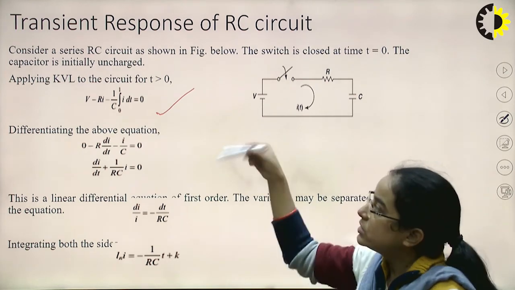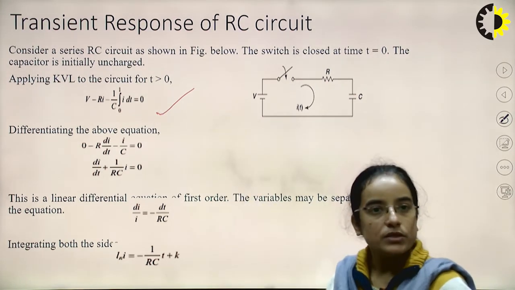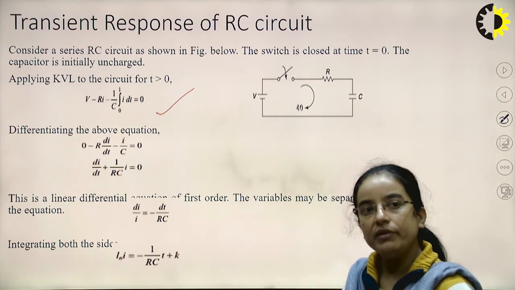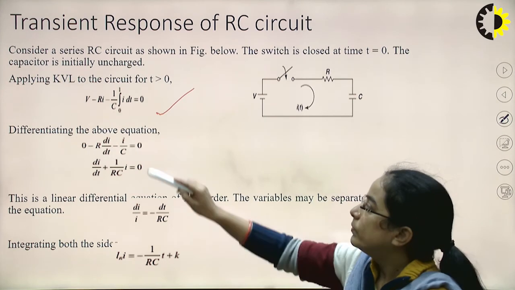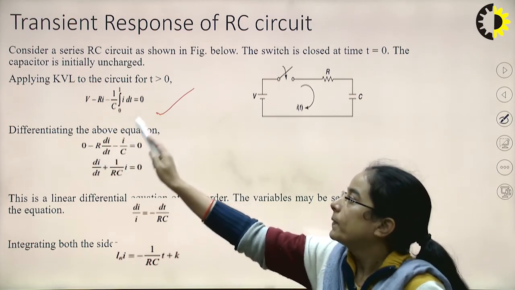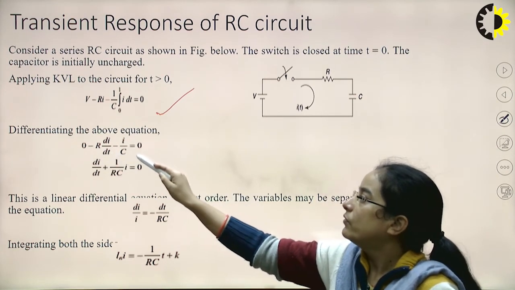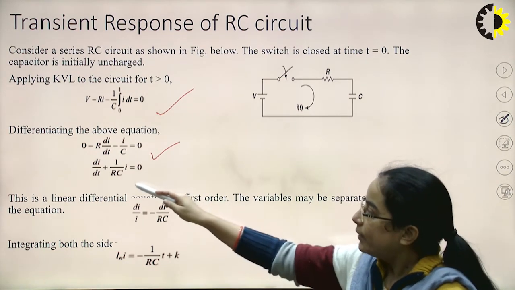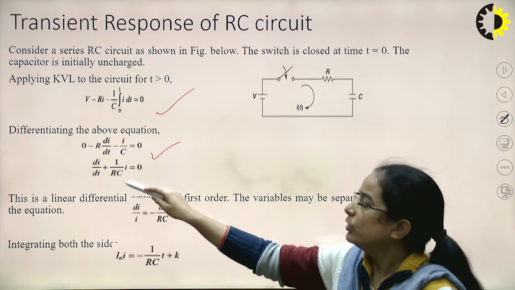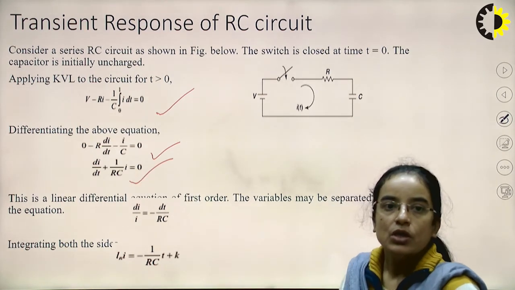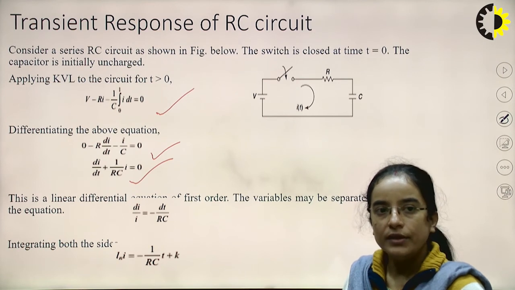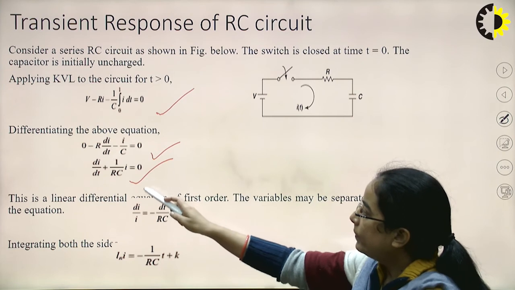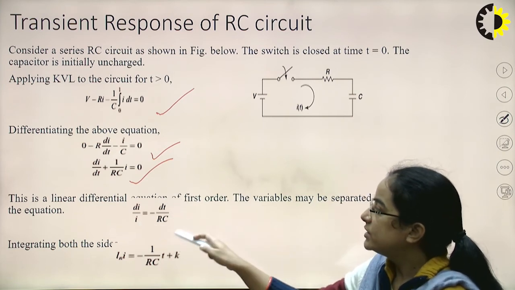Since an integration part is there and a differential term is not involved, to solve that we will differentiate the equation first. V is the constant, so minus R d by dt of i minus i by C equal to 0. So di by dt plus 1 by RC into i equal to 0. This is a linear differential equation of first order. di by i equals minus dt by RC.